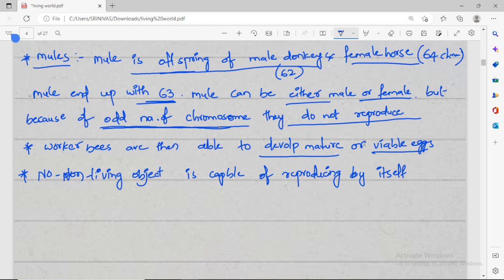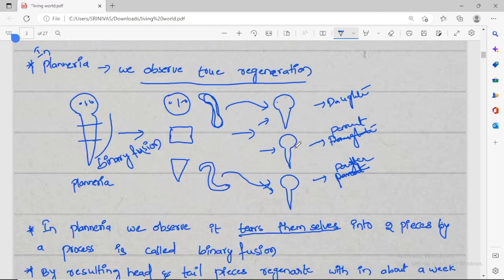Next, no non-living object is capable of reproducing by itself. Non-living objects do not reproduce. Okay. Next is metabolism. Metabolism we will see in the next class.